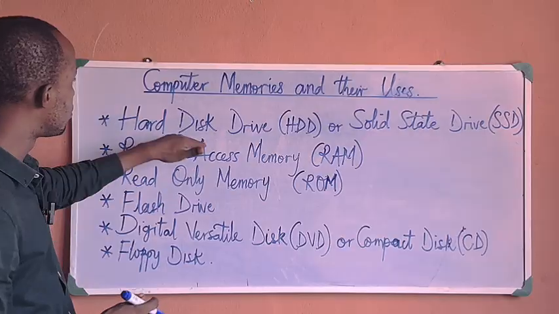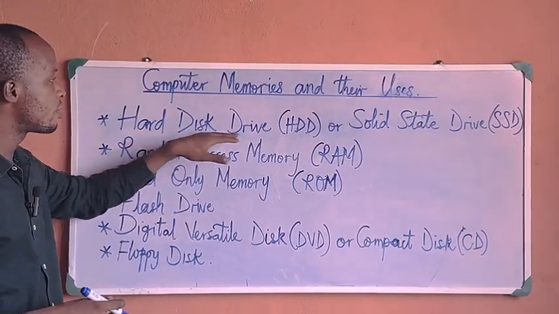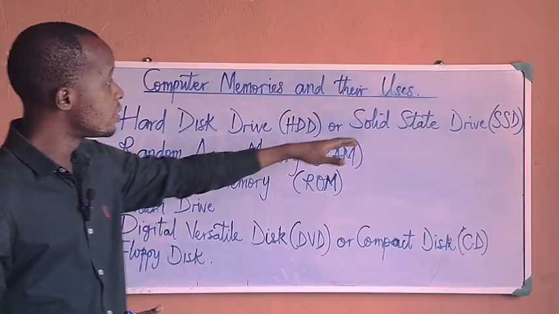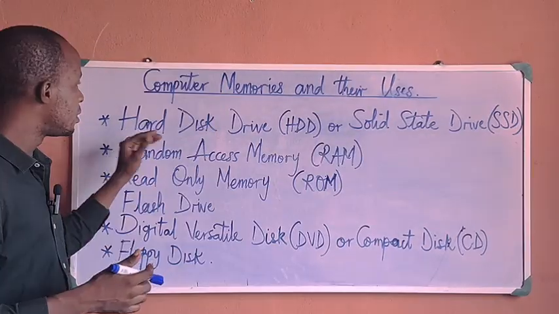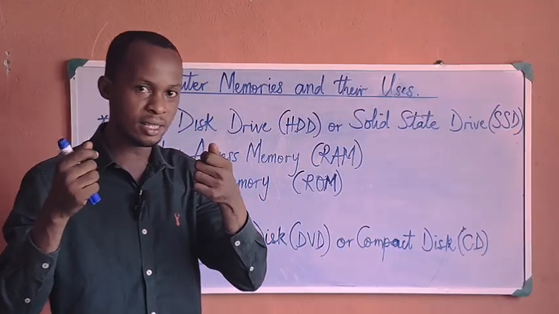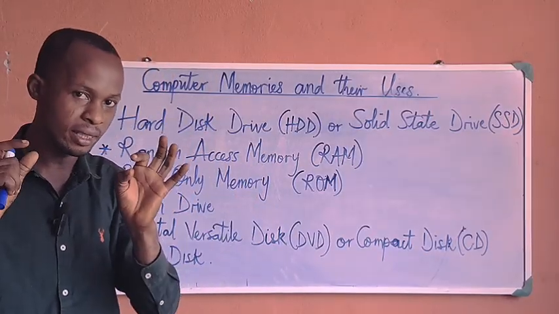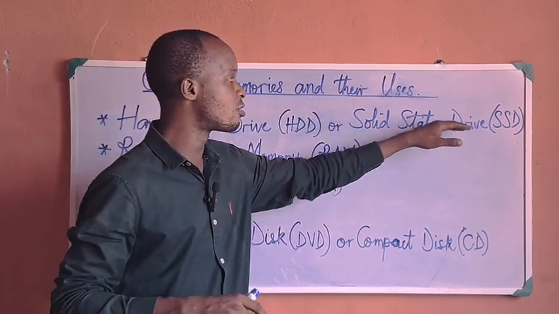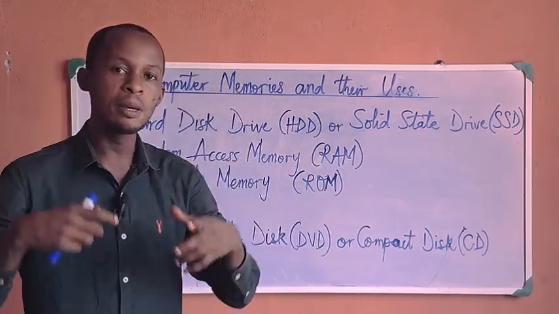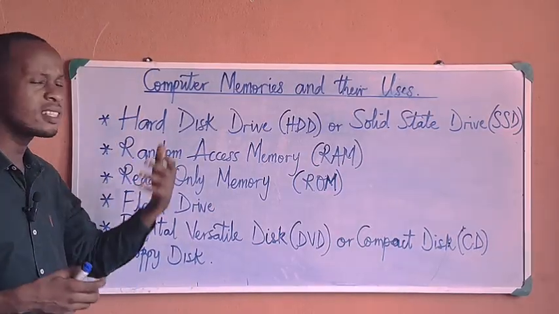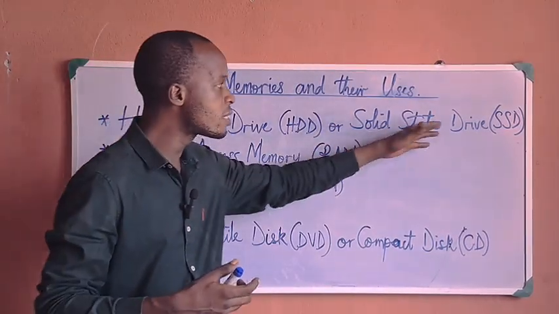The number one on the board is the hard disk drive. The hard disk drive or the solid state drive. The hard disk drive and the solid state drive are not the same device. They are not the same thing. Okay? The hard disk drive and the solid state drive are not the same thing, but they perform the same function. Okay, so what is a hard disk drive or the solid state drive?